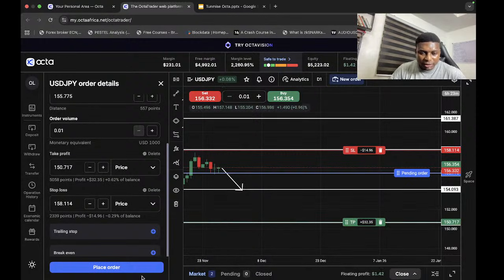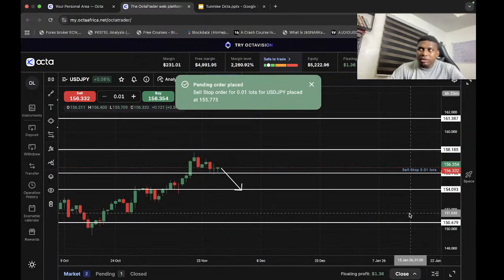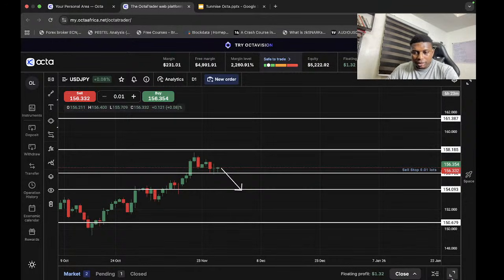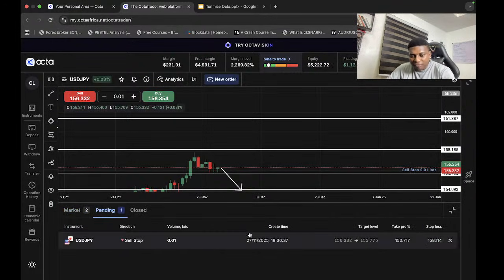So I'm going to place this order. I am not selling at the current market price. I am placing a pending order such that when the price gets to the level of my pending order, my sell is triggered and I would be in profit as long as the market goes in the sell direction. However, if the market does not activate my sell order and keeps going up, my sell order will not be activated because it is a pending order.